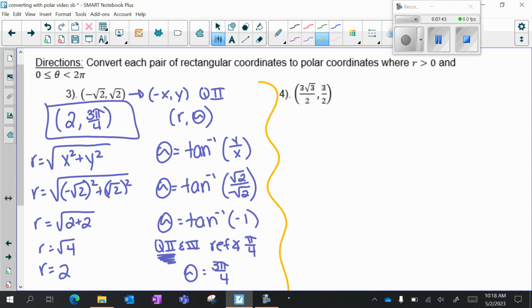We'll do one more example. So once again, I'm just thinking out loud. This is x, y on the Cartesian plane or rectangular coordinates, which means it's quadrant 1. So when I'm done, hopefully my theta will be in quadrant 1.